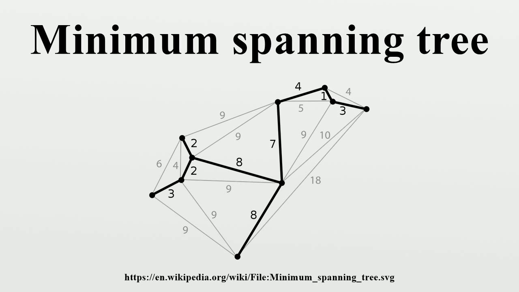Cycle property. For any cycle C in the graph, if the weight of an edge of C is larger than the individual weights of all other edges of C, then this edge cannot belong to a MST. Proof. Assume the contrary, i.e., that E belongs to an MST T1. Then deleting E will break T1 into two subtrees with the two ends of E in different subtrees. The remainder of C reconnects the subtrees, hence there is an edge F of C with ends in different subtrees, i.e., it reconnects the subtrees into a tree T2 with weight less than that of T1, because the weight of F is less than the weight of E.